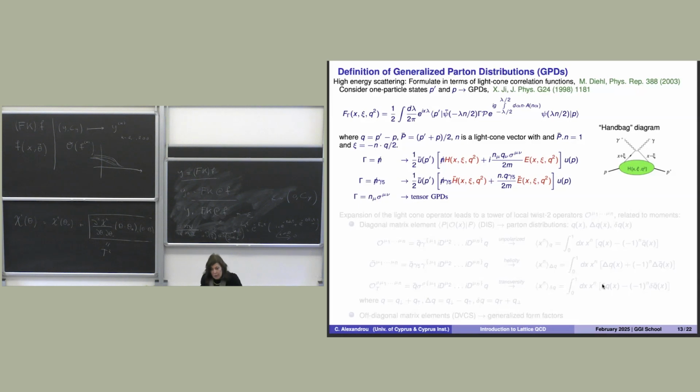I cannot do it on the lattice. Why? Can anyone tell me why I cannot do this on the lattice, this matrix element? Anyone? In Euclidean space, I'm in Euclidean space. How can I do a light cone matrix element? I'm at one point, x equals 0, x squared equals 0. I cannot move anywhere on the Euclidean lattice. So I cannot do such a matrix element. So for many, many years, we couldn't do that.